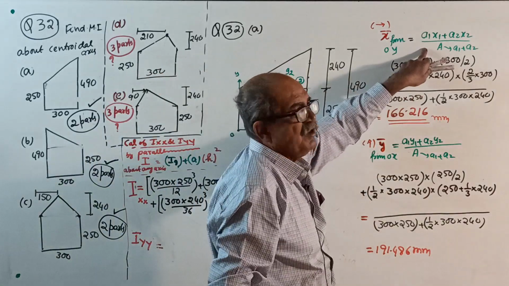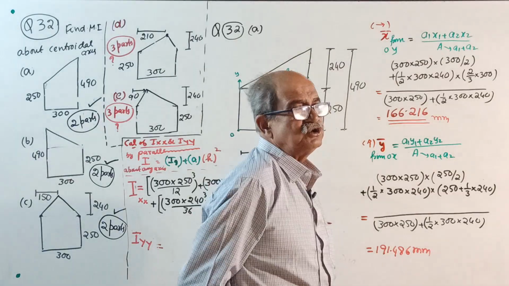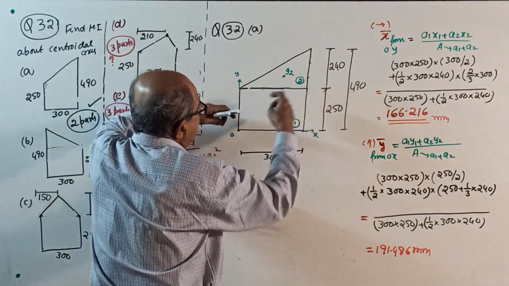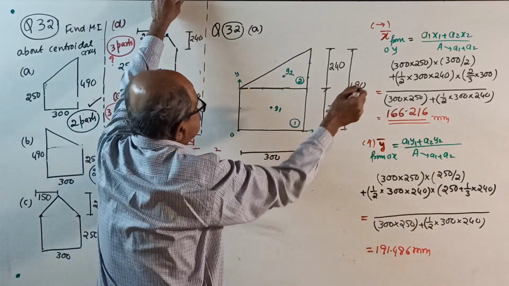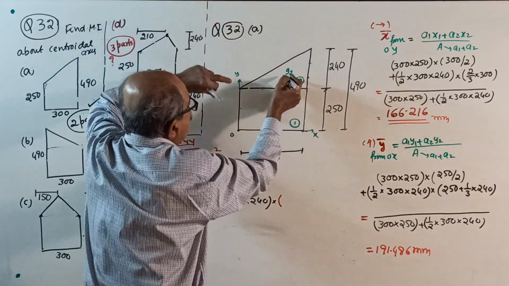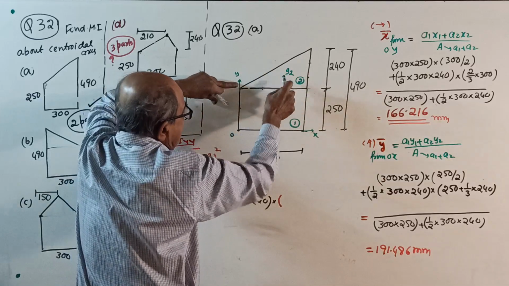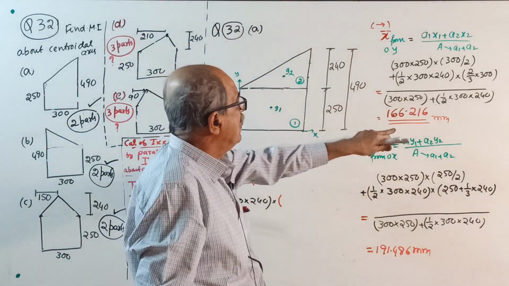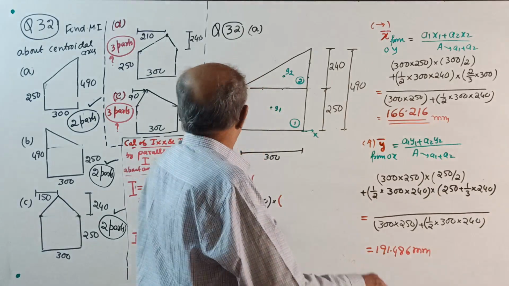Once again, the formula for X bar: A1 X1 plus A2 X2 divided by total area. Start: A1 is 300 by 250, into its centroid from here, X1, 300 by 2. A2 is half into 300 into 240 is the area, into its centroid from here, X2, 2 by 3 of 300, divided by A1 plus A2. You will get 166.216.